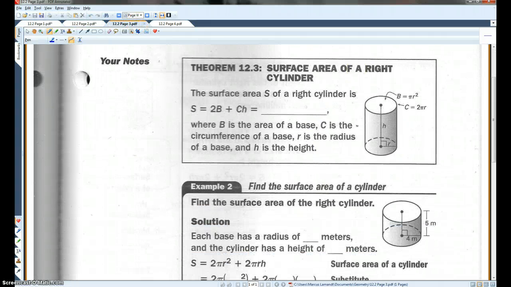Theorem 12.3, surface area of a right cylinder. The surface area S of a right cylinder is S equals 2B plus CH. B is the area of the base and C is the circumference, or you could write it like this. Hopefully you guys remember the area of a circle is pi r squared, and the circumference of a circle is 2 pi r. So you could write it like this instead. It's pretty much the same thing.